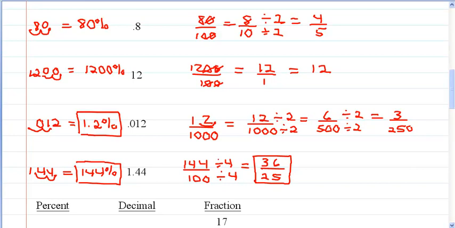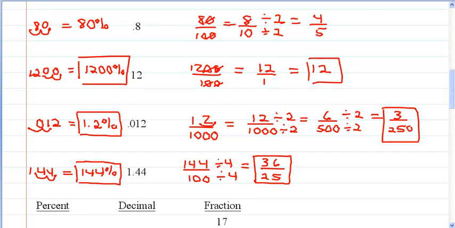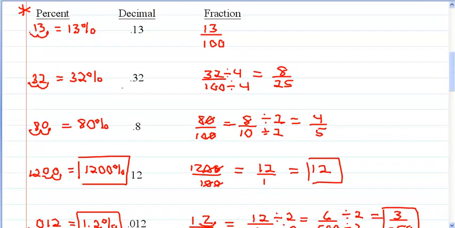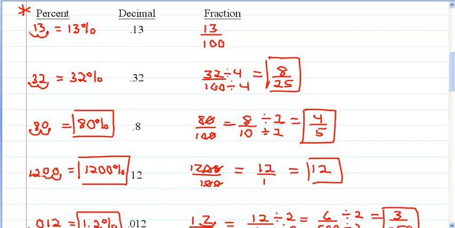And for 0.012, we have 1.2%, and 3 out of 250. For 12, it's just 12 as a fraction, and then 1200%. For 0.8 it was 80%, and then 4/5. For 0.32, we had 8 over 25, and 32%. And for 0.13, it was 13%, and 13 out of 100.